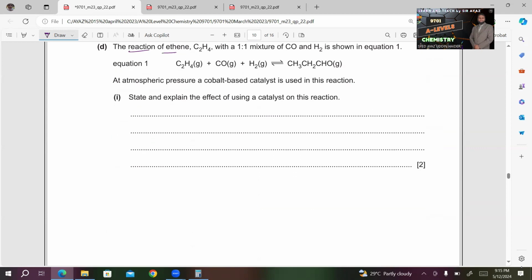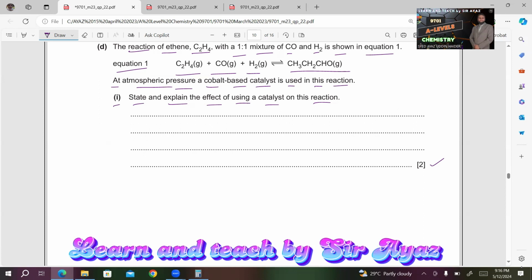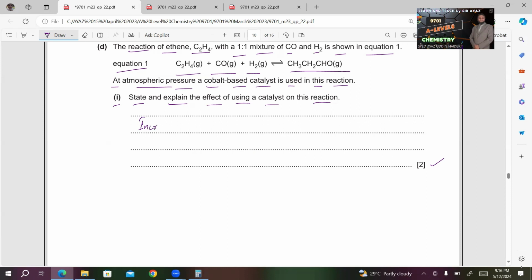D, the reaction of ethene C2H4 with a 1:1 mixture of CO and H2 is shown in equation 1. Equation 1: C2H4(g) plus CO(g) plus H2(g), reversible sign, CH3CH2CHO(g). At atmospheric pressure, a cobalt-based catalyst is used in this reaction. Number 1, state and explain the effect of using a catalyst on this reaction. It simply increases the rate of reaction. Now, it's a 2-mark question. You have to mention the description, that is, by providing an alternative reaction pathway with lower activation energy, or EA. So you write increases the rate of reaction.